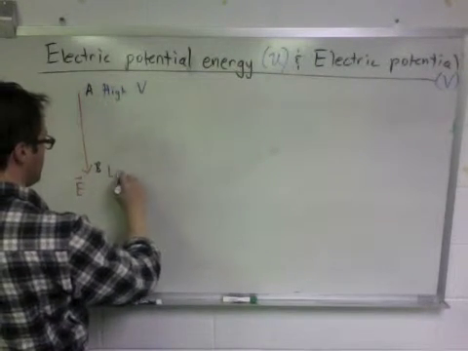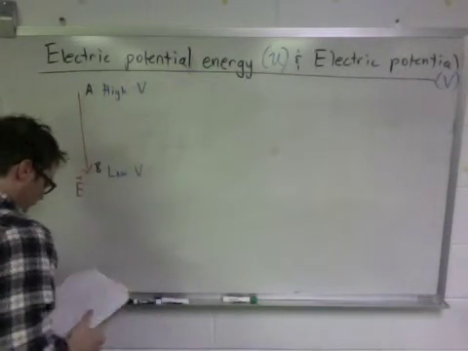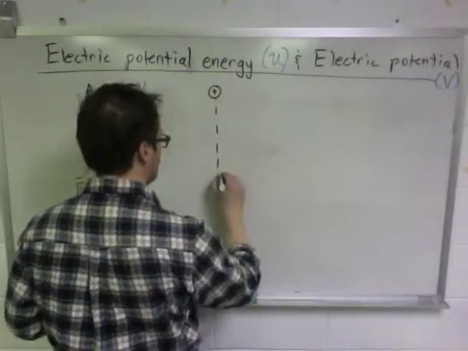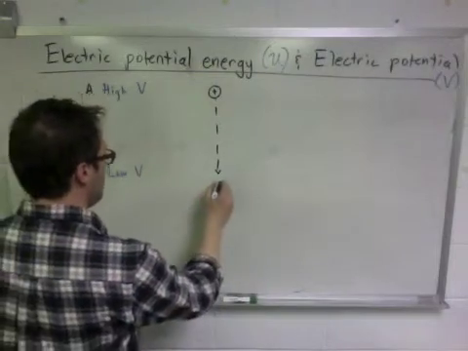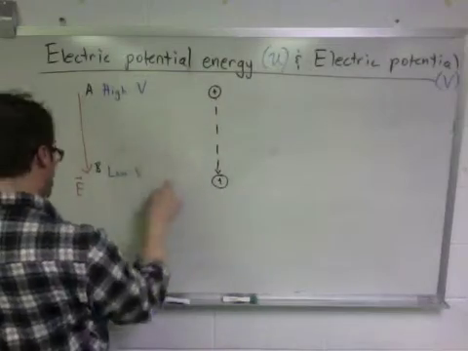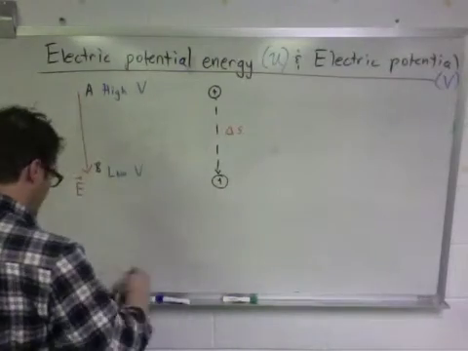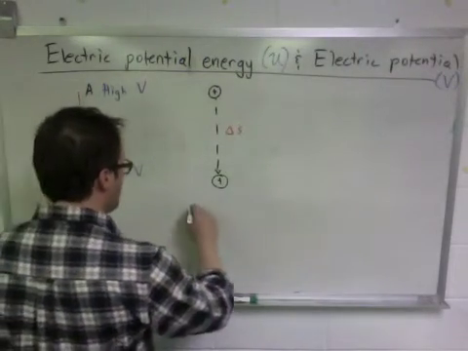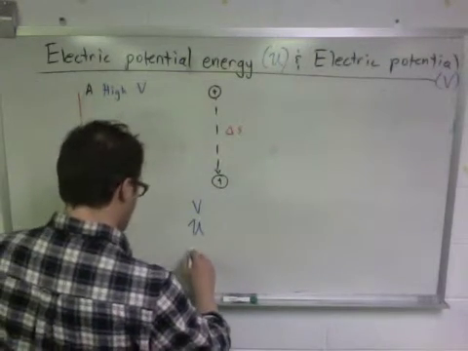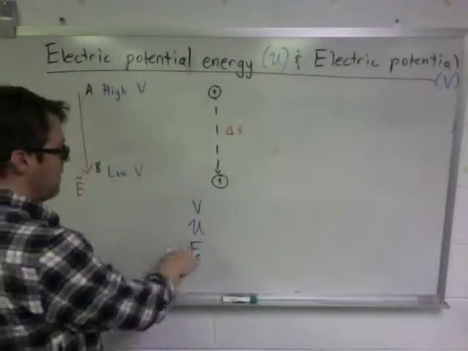And this was at a low potential. Right? Potential is just a property of the space where you are. And if I were to take a positive charge and move it through this displacement from high V to low V through some displacement delta S, then we can ask the question, what happens to V, what happens to U, and what is the sign of the work done by the electric force?